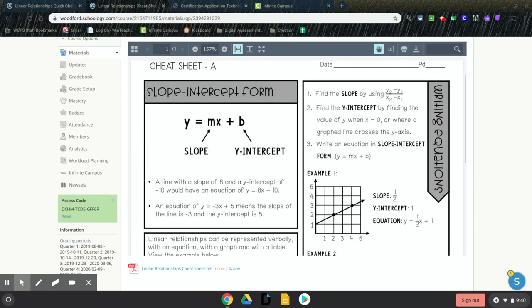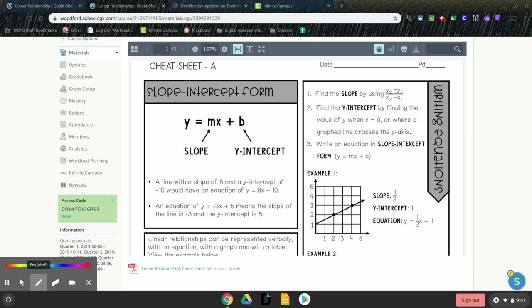So the first thing we'll do is review what slope-intercept form is. With slope-intercept form, we have y equals mx plus b, where the m is the slope. That's only the m. So the m is the slope, and the b is the y-intercept, where the line crosses the y-axis. And your slope, your m, is your rise over your run.